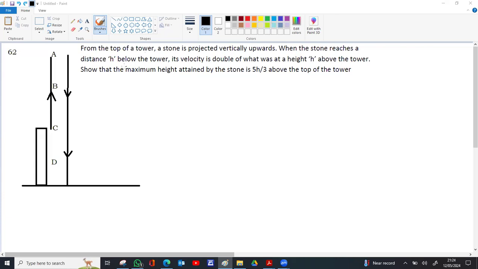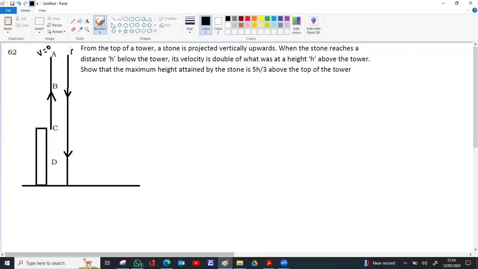As per the question, from the top of a tower, a stone is projected vertically upward. The point C is the top of the tower. The stone is projected vertically upward. It will go and reach a maximum height A. So A is the point of maximum height where the velocity becomes 0.